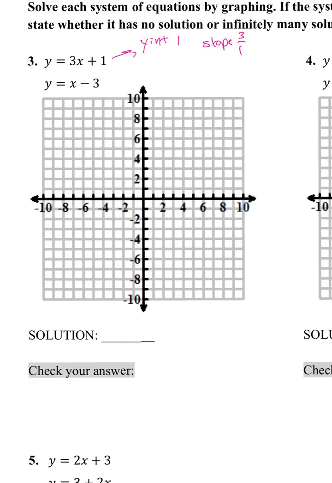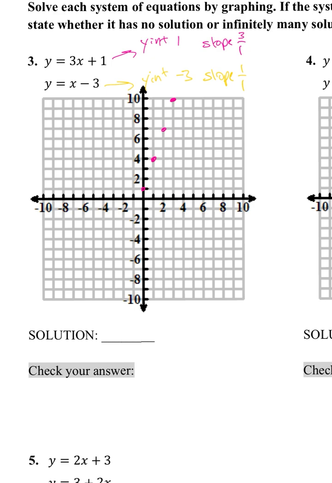For the second equation, the y-intercept is -3, and the slope is just x, or 1 over 1. All right, let's go and plot ourselves some points. For the first equation, the y-intercept is 1. So from the origin, I'm going to go up 1 spot. My slope is 3 over 1, so I'm going to go up 3 over 1, up 3 more over 1, up 3 more and over 1. And there you have her.